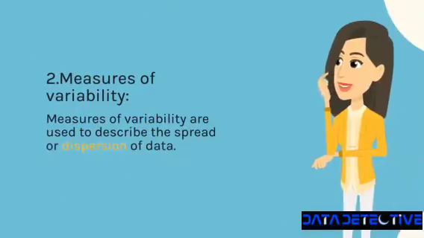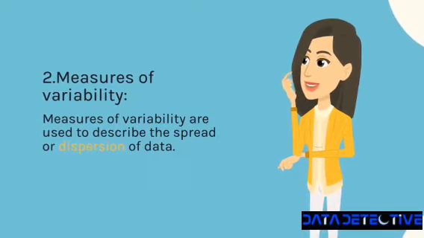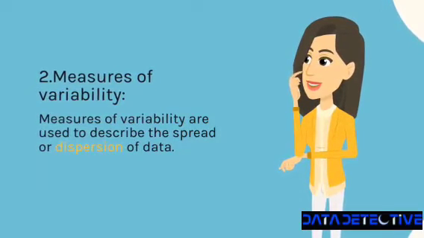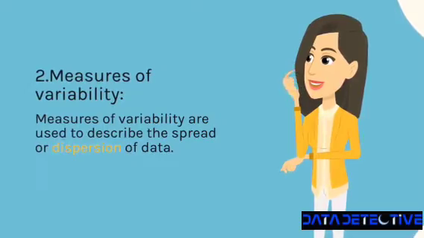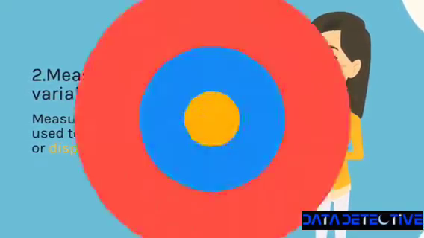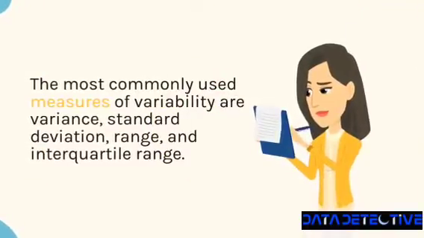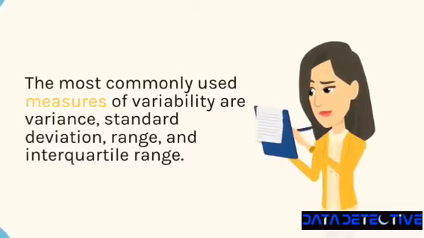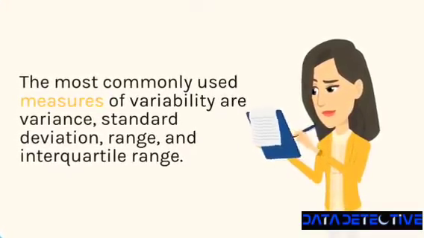2. Measures of variability. Measures of variability are used to describe the spread or dispersion of data. The most commonly used measures of variability are variance, standard deviation, range, and interquartile range.